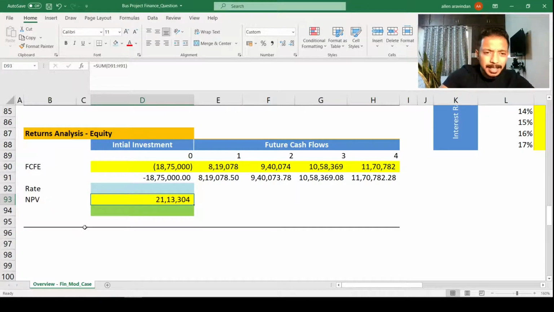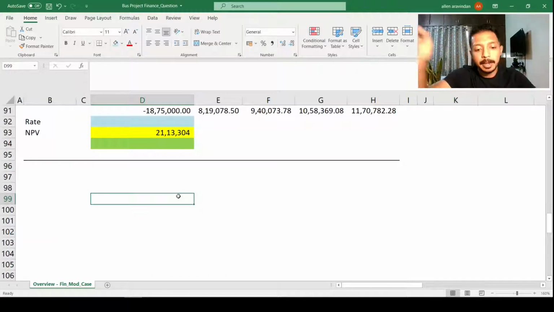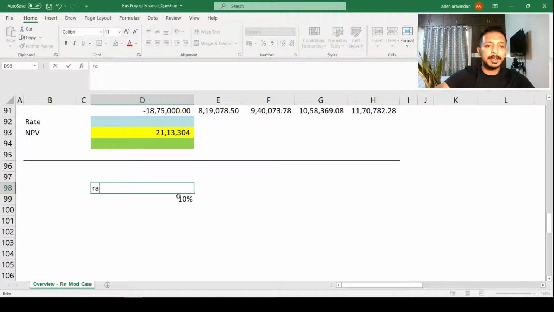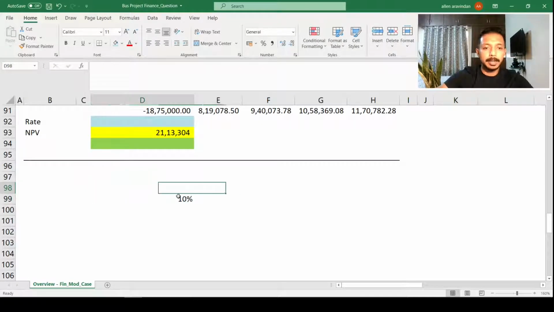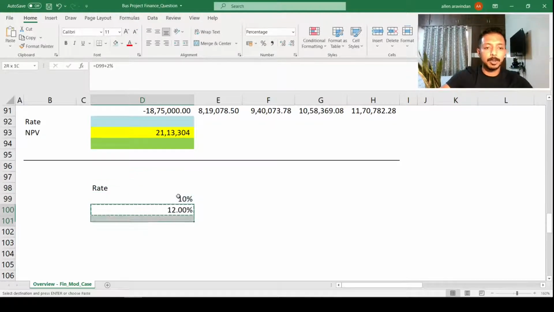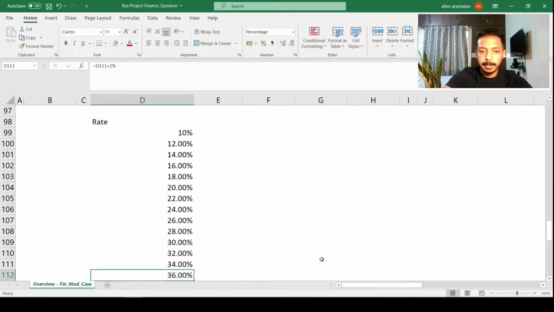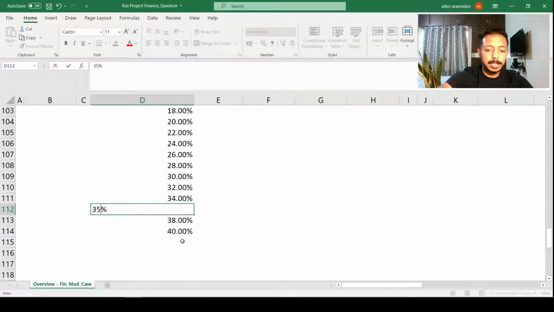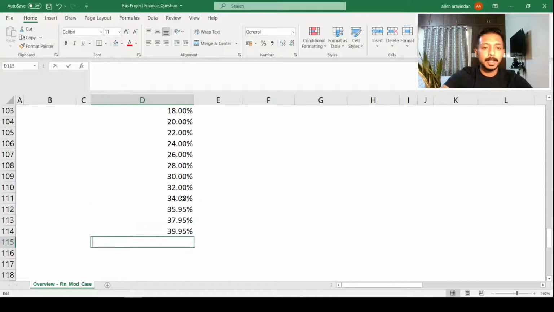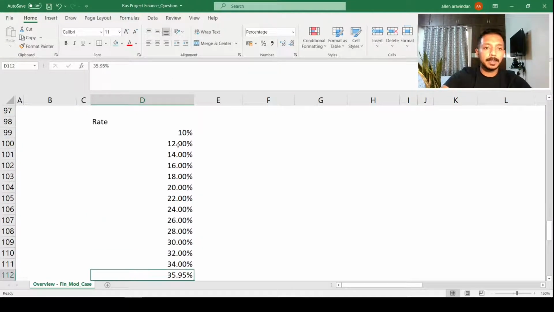Now this is where we will try out different rates. Remember the IRR which we calculated was 35.95, right? So let me create some hypothetical rates out here and we will accordingly calculate different NPVs. Okay, so let's start with a difference of about 2% all the way up to 35.95. I'm just going to take the IRR value so that you will see it spot on. Okay, so I have created some rates out here, different assumed rates, right? And I'm finding the NPV.